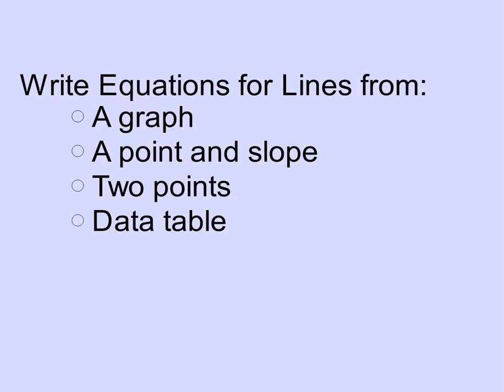Okay, we're continuing our exploration of how to write the equation of a line from lots of different types of information: a graph, a point and a slope, 2 points, a data table. We've actually done some of these things already with previous work on this. Today we're working on this right here.